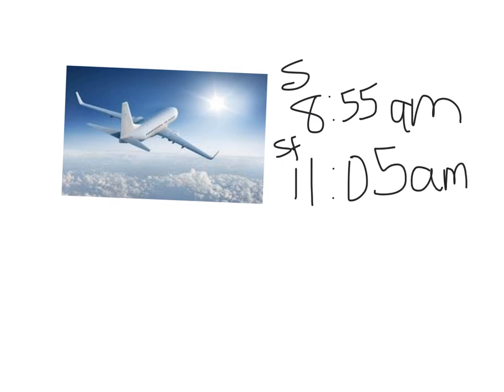Okay, so let's try another one. This time we're going to talk about a plane. A plane's going to fly from Seattle to San Francisco. It leaves Seattle at 8:55. And this time it's 8:55 a.m. And it gets to San Francisco, SF for San Fran, at 11:05. Still a.m. How long does this take?